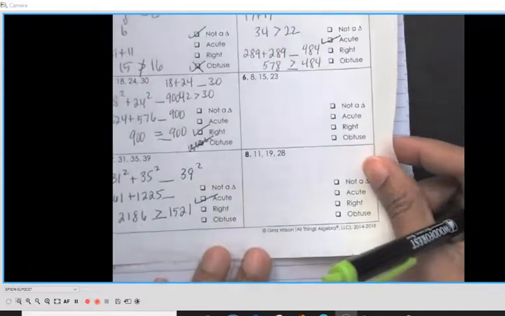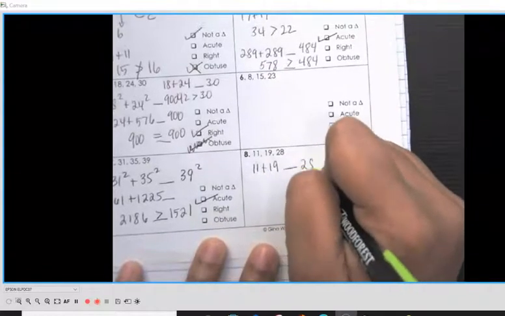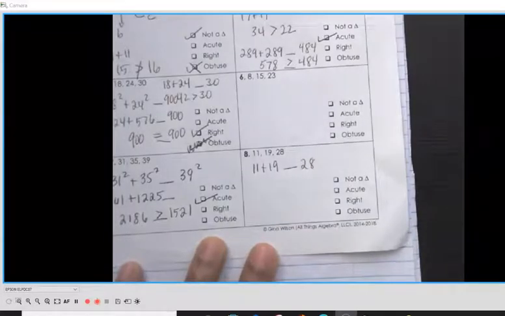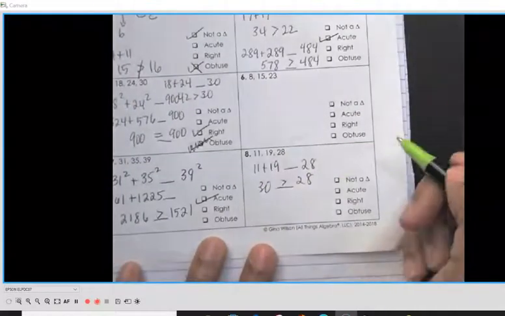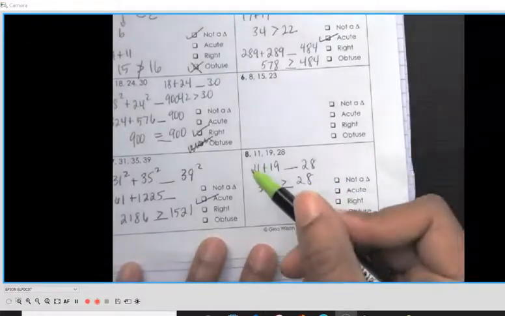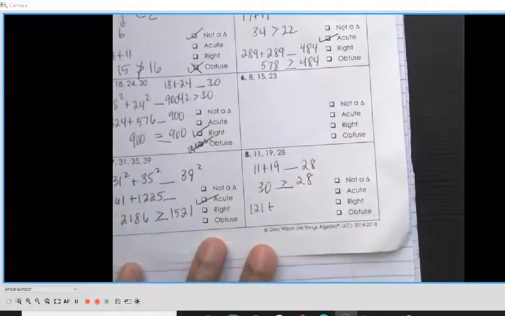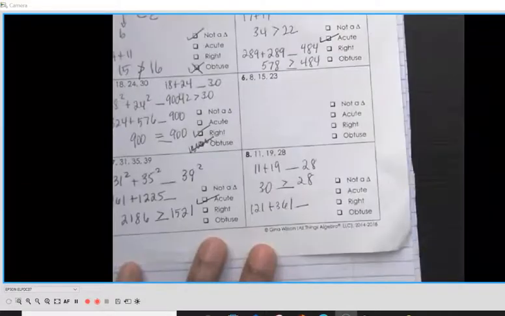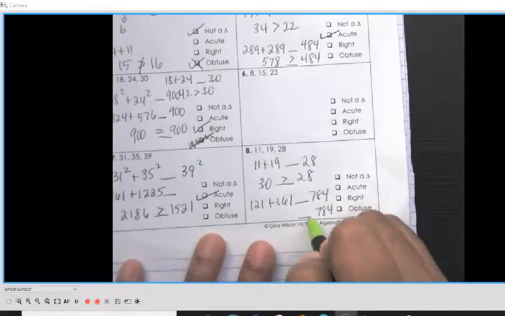Okay, I'll do one more. Look at number 8, and this is in the practice. I got 11 plus 19, which is 30. That is greater than 28, so that means I can classify this. Then I square all three of those sides: 11 squared is 121, 19 squared is 361, and 28 squared is 784. So I'm going to go ahead and drop down the 784.